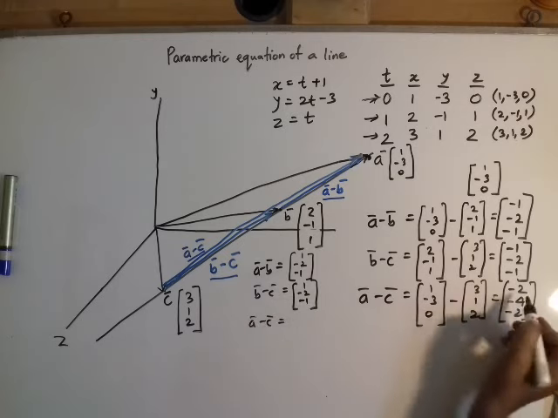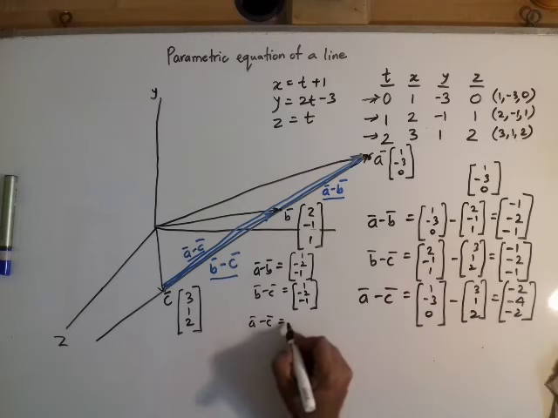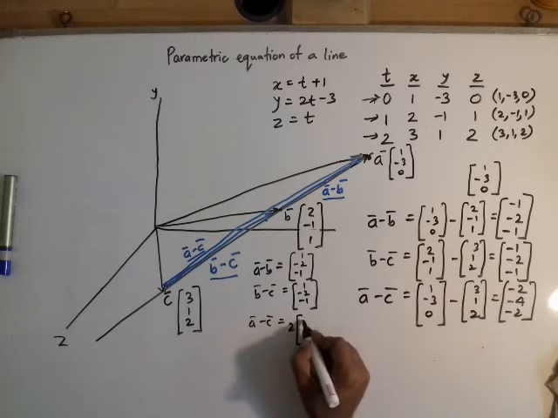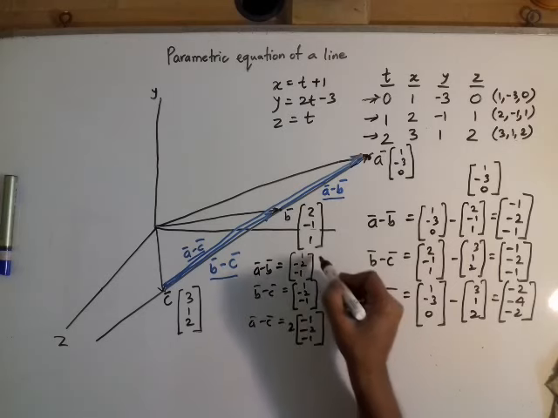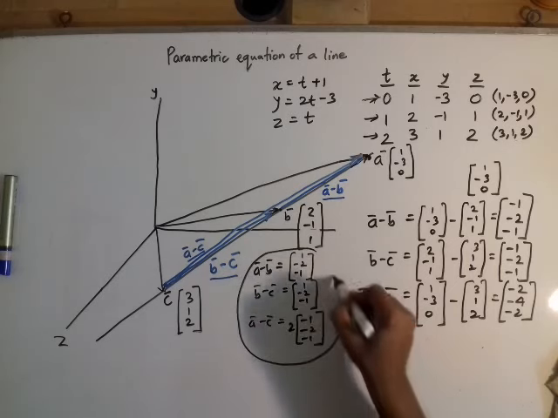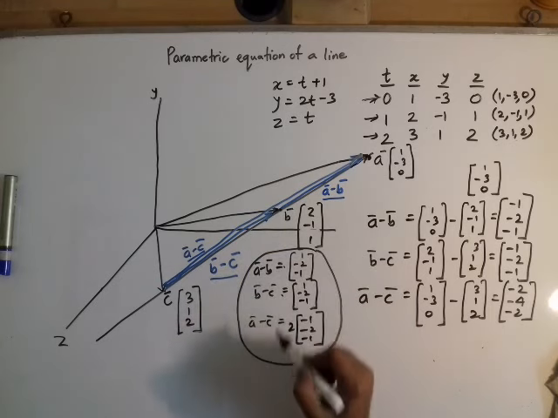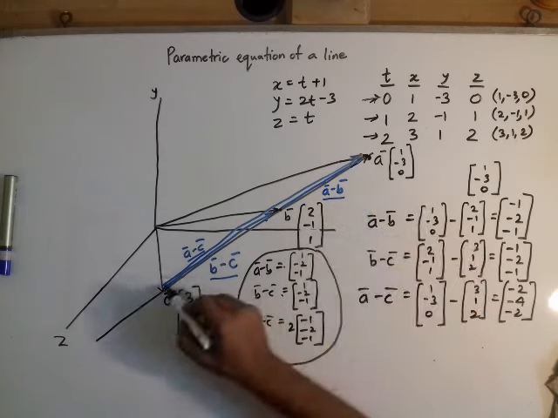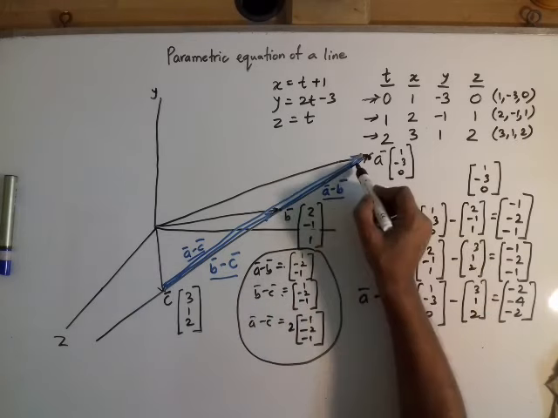C, which I'll just take 2 out, and you have 2 times minus 1, minus 2, minus 1. So I think it's very obvious that these are scalar multiples. In fact, these two are the same vectors, and since they are scalar multiples, they lie along the same line, right?